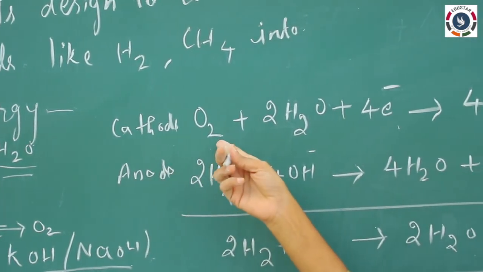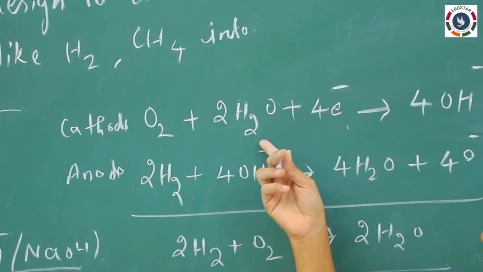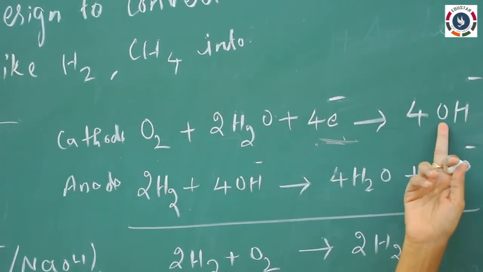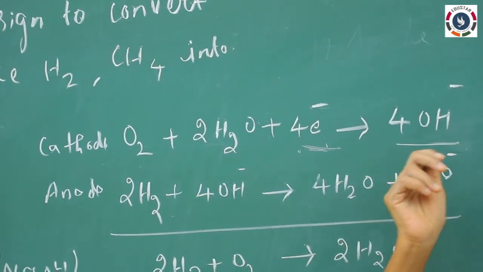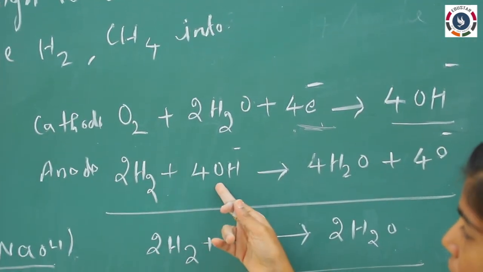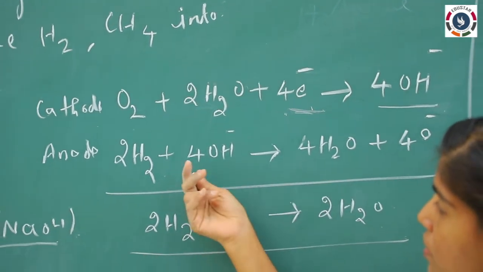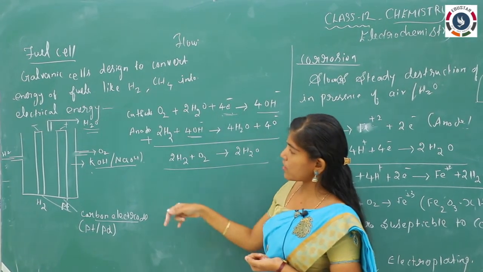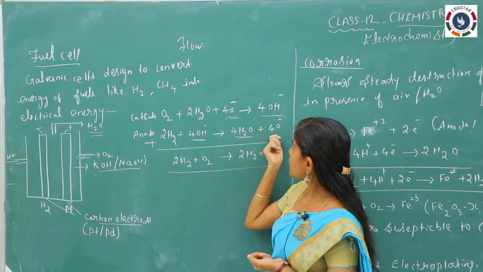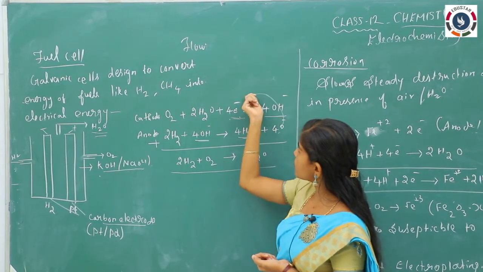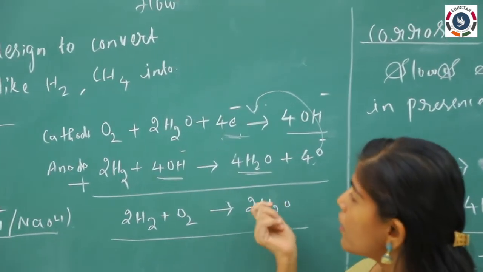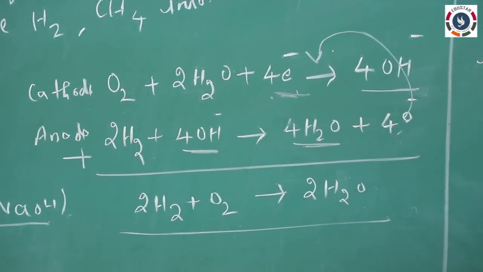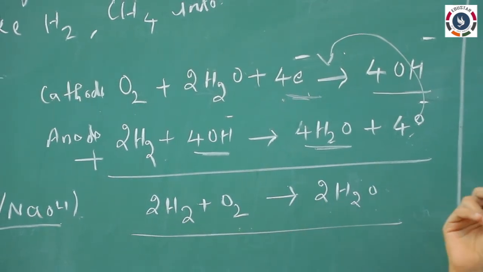Now, let us move on to the cathode and anode reactions. In the cathode we have oxygen. This oxygen, added with water and 4 electrons, gives 4 OH minus. In the anode compartment, the hydrogen is added with the 4 OH minus. We get 4 water plus 4 electrons, and these 4 electrons are added to the cathode section. Now adding both the anode and cathode reactions, we get the overall reaction of this cell, that is 2 hydrogen plus oxygen giving 2 water.